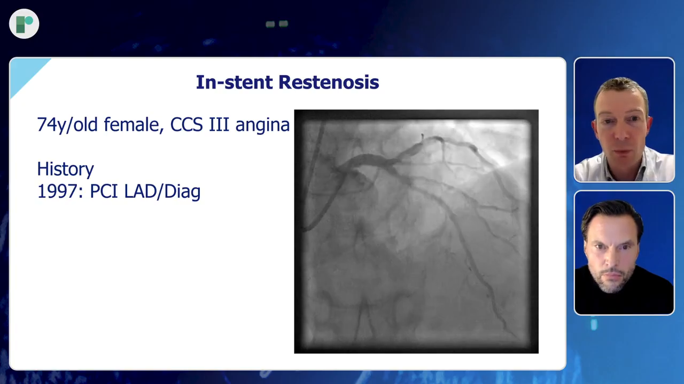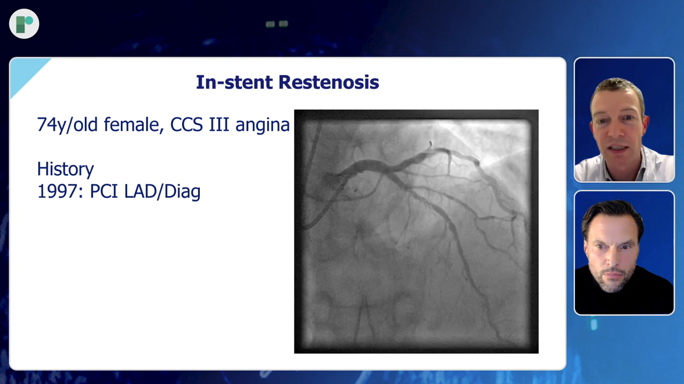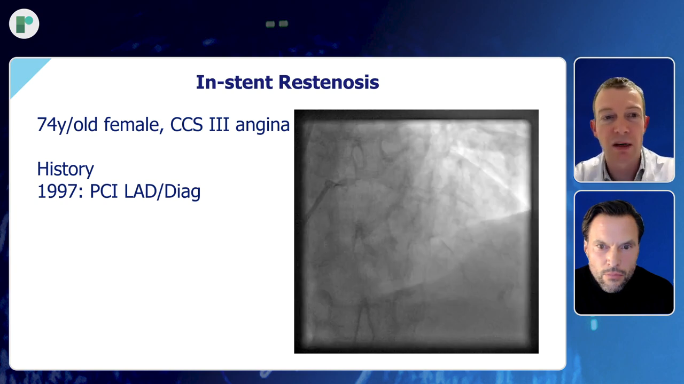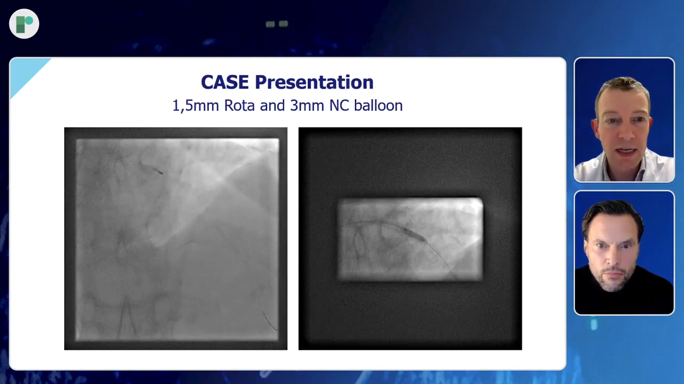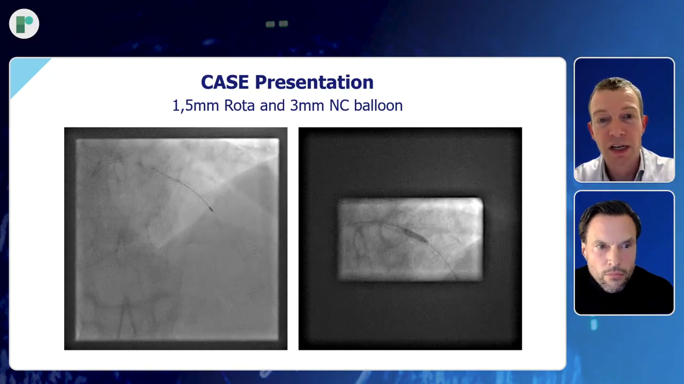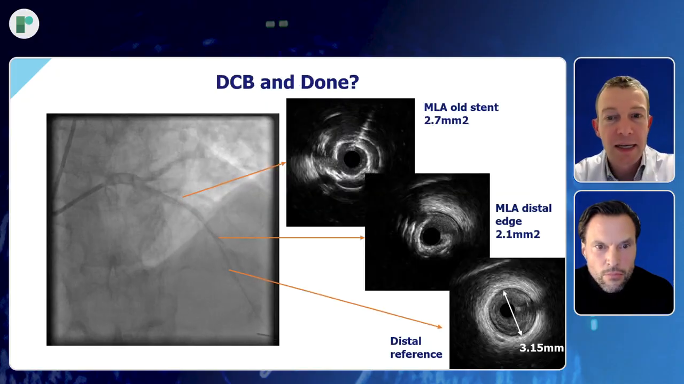So this is just one simple example of a 74-year-old female who had a PCI of the LAD and the diagonal almost 30 years ago. She comes back with stable angina, now progressive. We couldn't even cross with a balloon. We couldn't cross with an imaging catheter. So we used a rotablator to open this lesion. And then you use a 3 millimeter non-compliant balloon to assess the patency of this old stent.